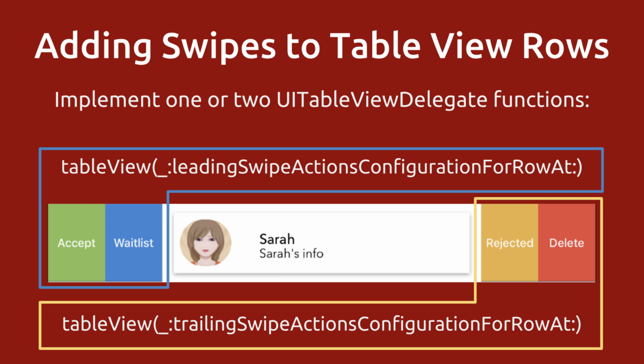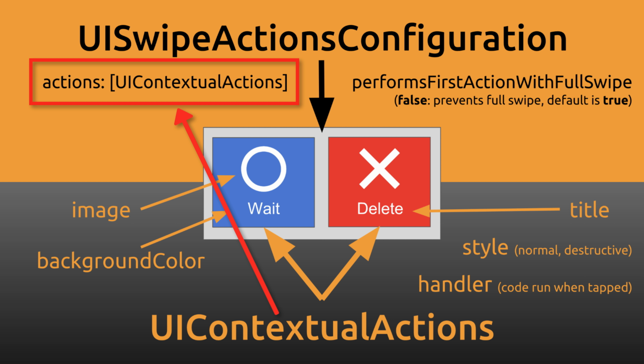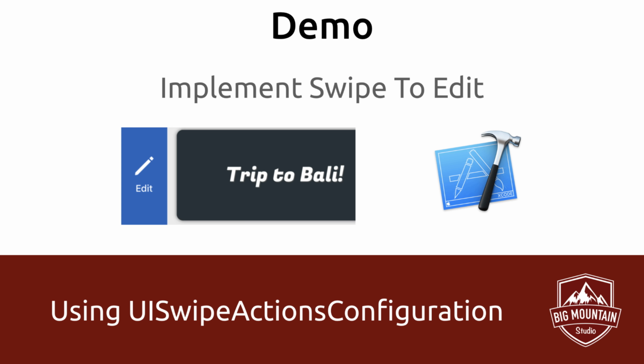These delegate functions both return a UI swipe actions configuration, so let's talk a little bit about what that is. The swipe actions configuration is what holds your actions, or as you know in iOS, they're called UI contextual actions. So this UI swipe actions configuration is kind of like a container that holds an array of UI contextual actions. So what we're going to do first is create a UI contextual action for edit, and then we're going to add that action to the UI swipe actions configuration, and then we're going to return that. All right, great. So now that you've had a little refresher on swipe actions, let's go into the code and get this done.